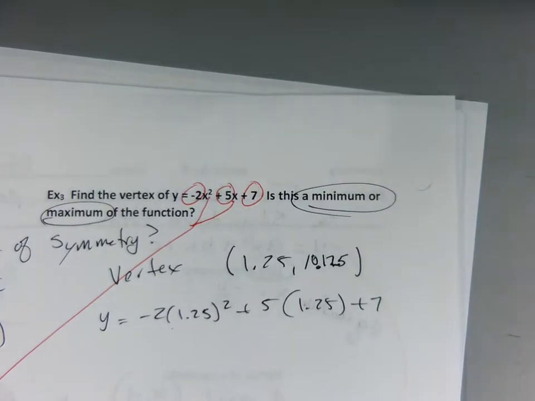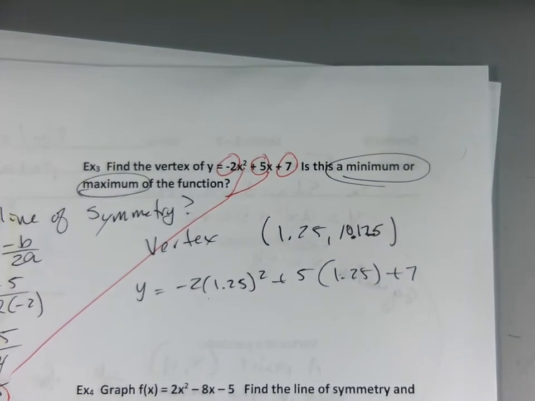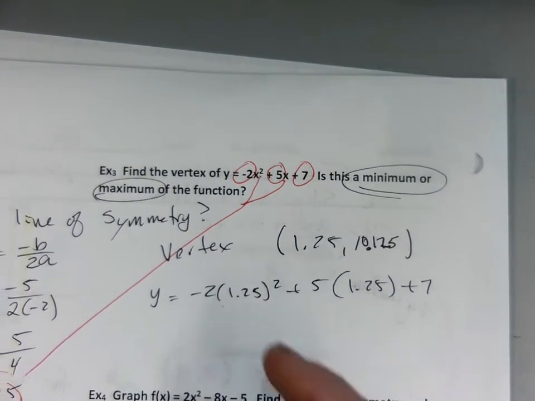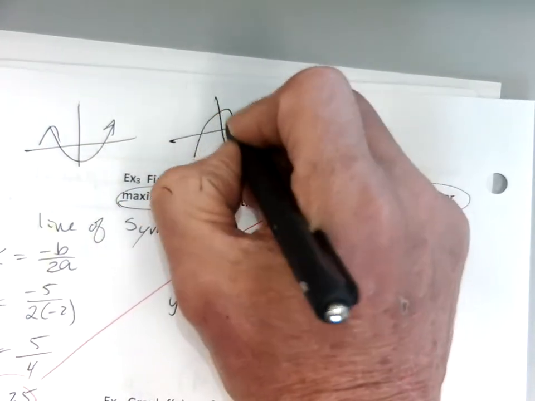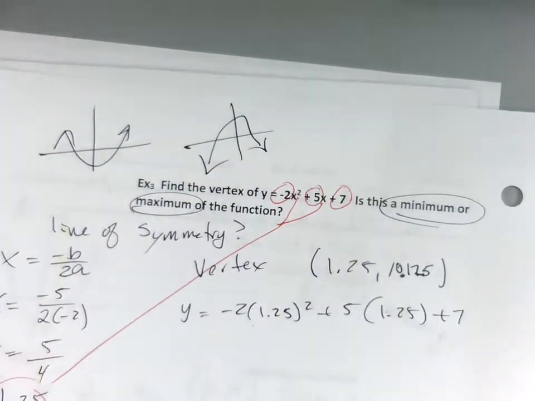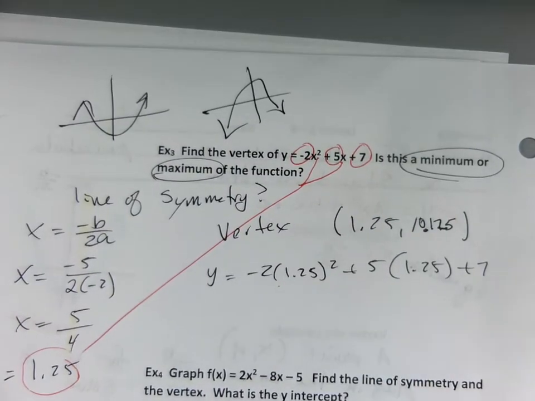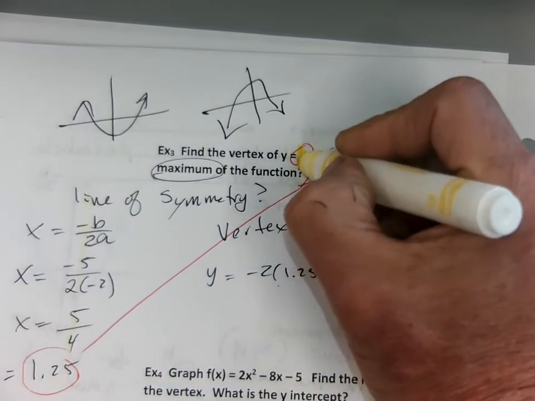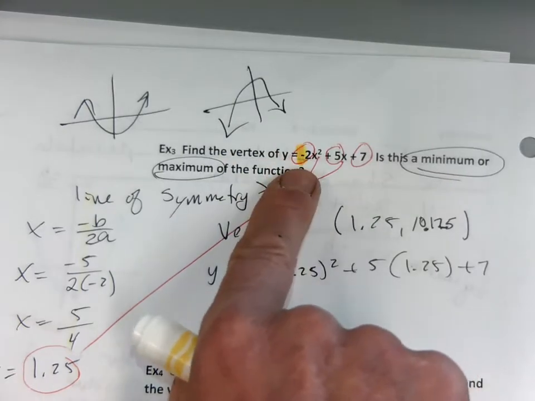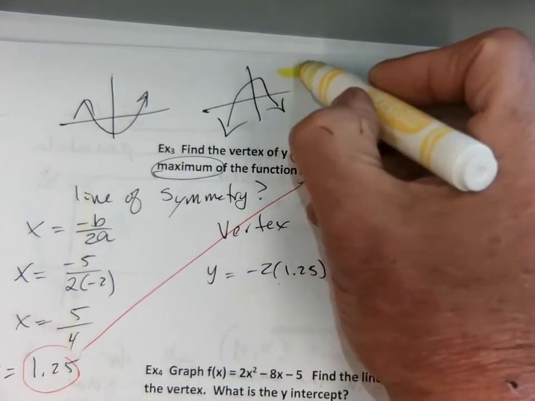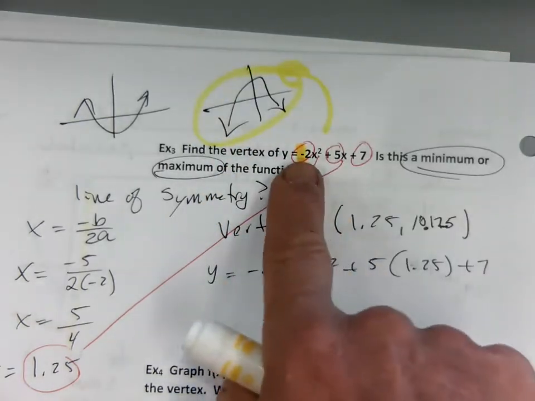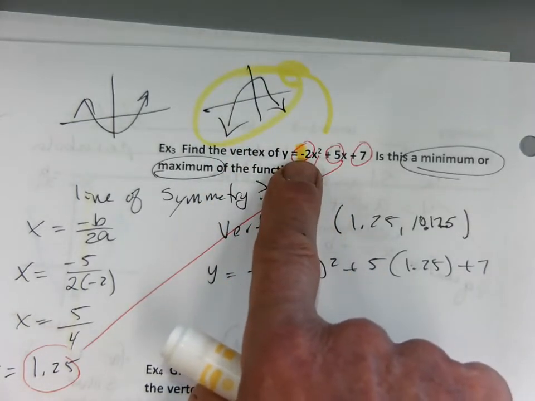Is this parabola a smiley face or a frowny face? Does this parabola look like this, or does this parabola look like this? I'm going to give you a hint. What's that? Negative. So it's a frowny face. If the value of a is negative, it goes down.